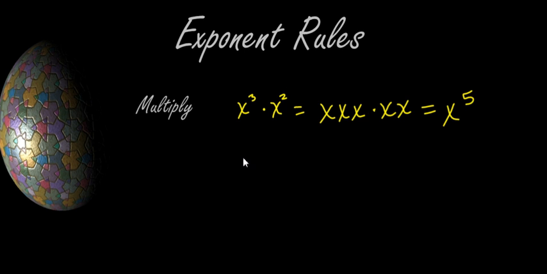So whenever you're multiplying terms with exponents, you just need to add the exponents together, and you're going to leave the base the same. That's the shortest way to do this. So remember, if you're multiplying, you need to add the exponents.